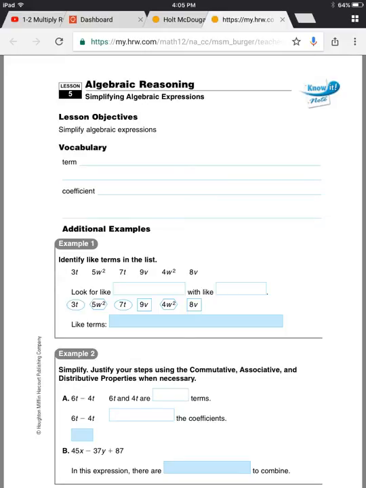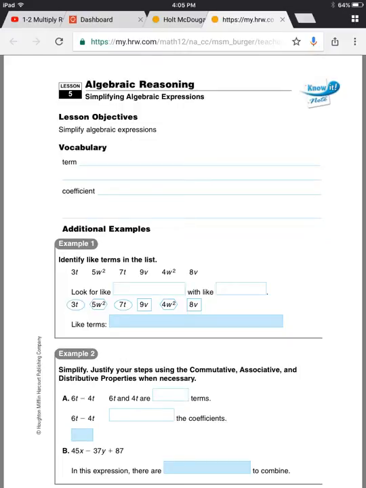Today we are doing simplifying algebraic expressions, which can be a little difficult if you don't pay attention. So we have two vocabulary words to start out with.